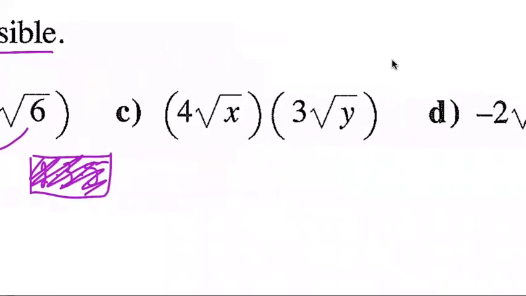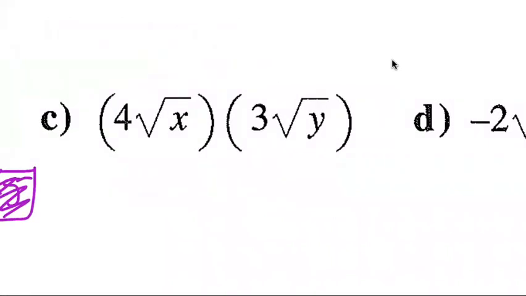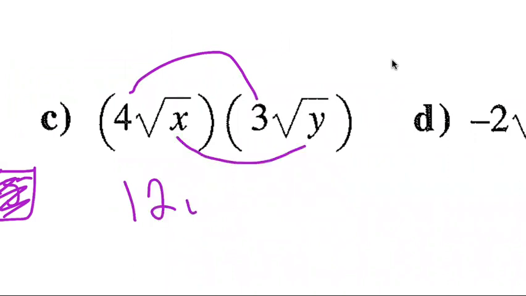Question C, 4 square root x times 3 square root y. These both have an index of 2, so this is doable. I'm going to go 4 times 3 is 12. And x times y is simply just xy. You can't multiply those together to get something funky. You can't go x times y to get z, right? So you just leave it as x times y.